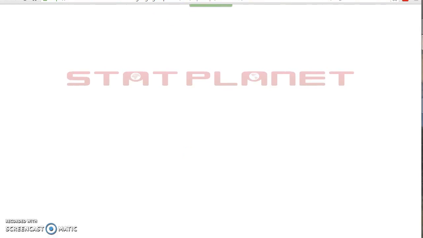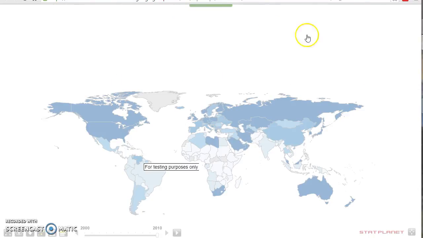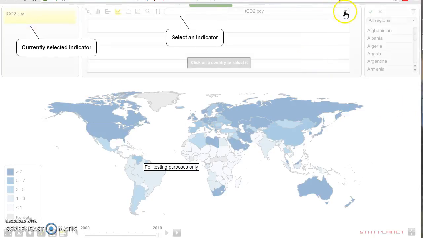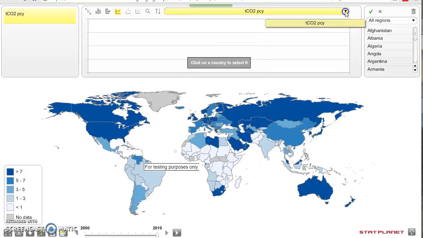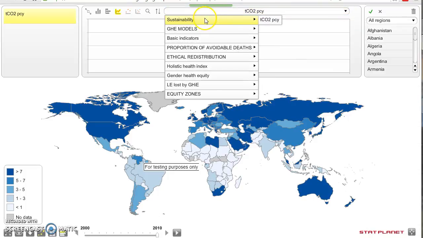how the StatPlanet software opens up, and then you go to the central bar where you select the second of the chapters of Sustainable Health Equity Indicators. This is the Global Health Equity Models, and let's start with the first indicator, which says Healthy and Replicable Models.